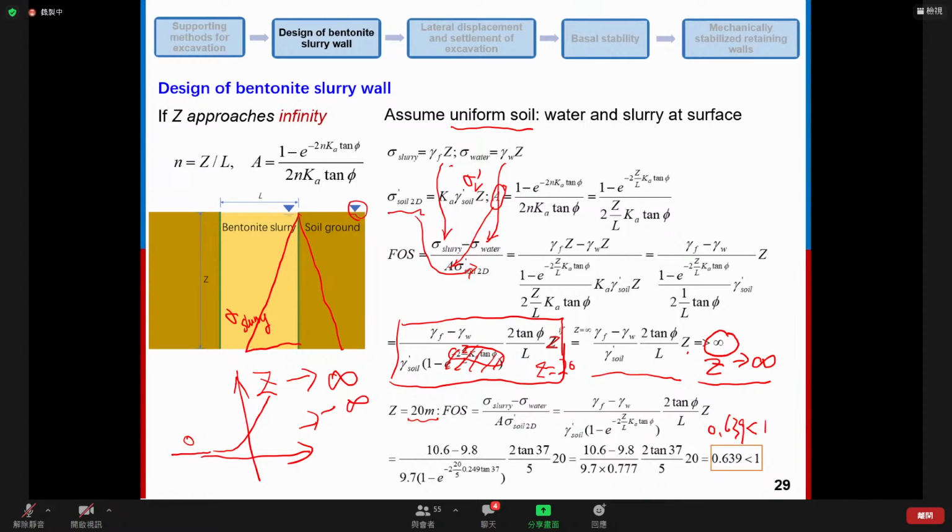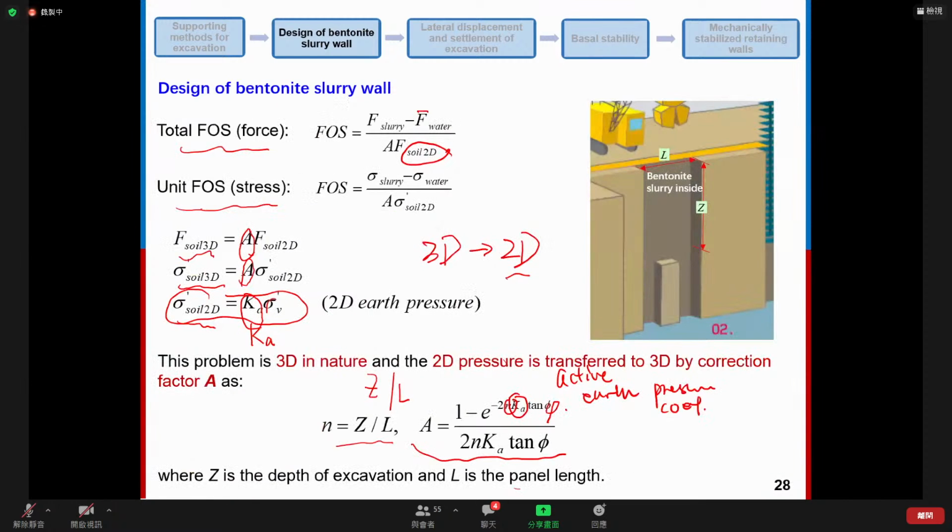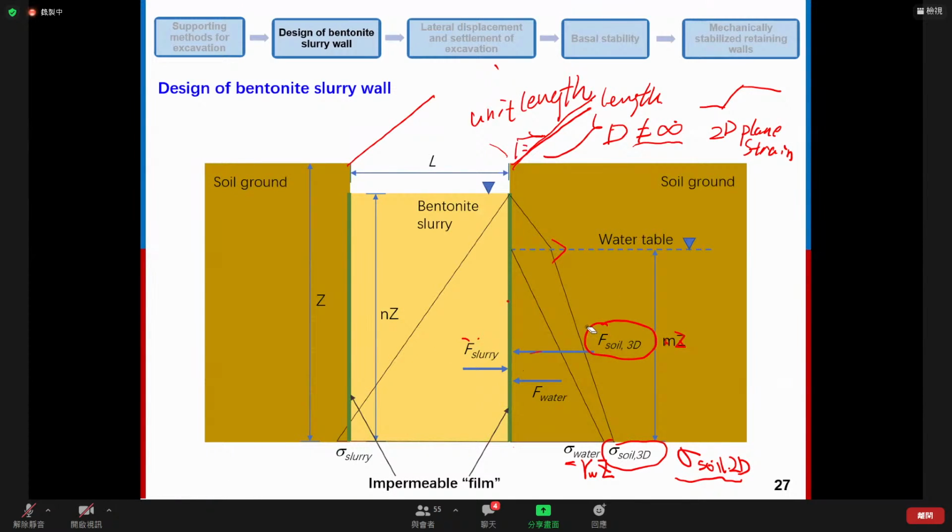Okay, so right now we have another question. I see, why does only soil need to consider 3D, but water doesn't need to consider 3D? Okay, so this is also a very good question. So the main problem is, let me erase this content.